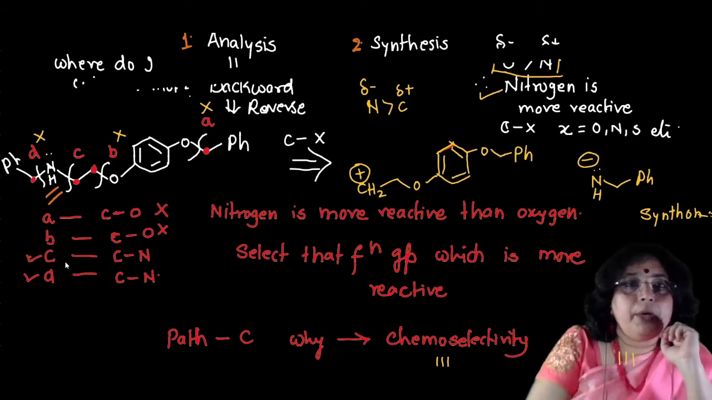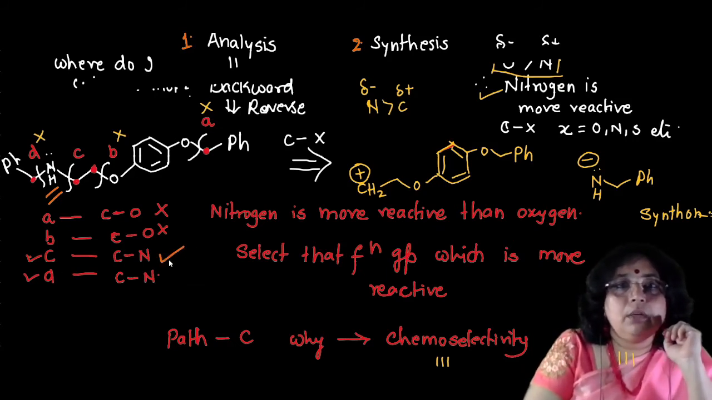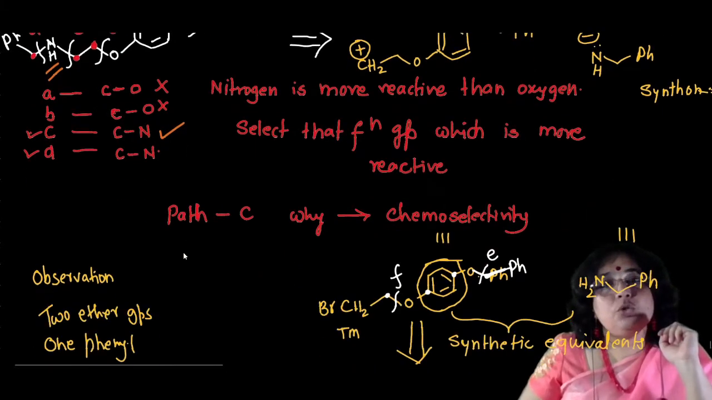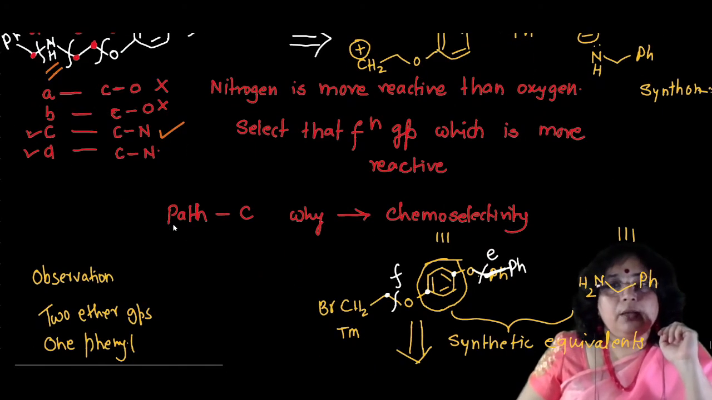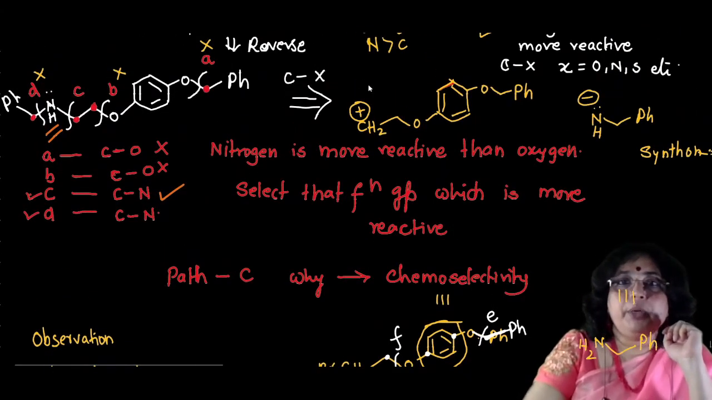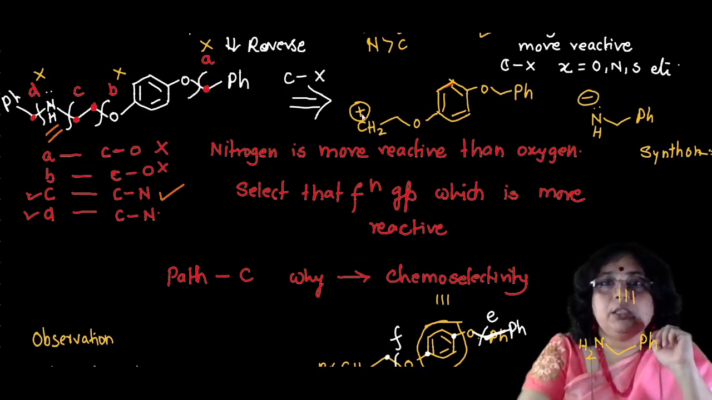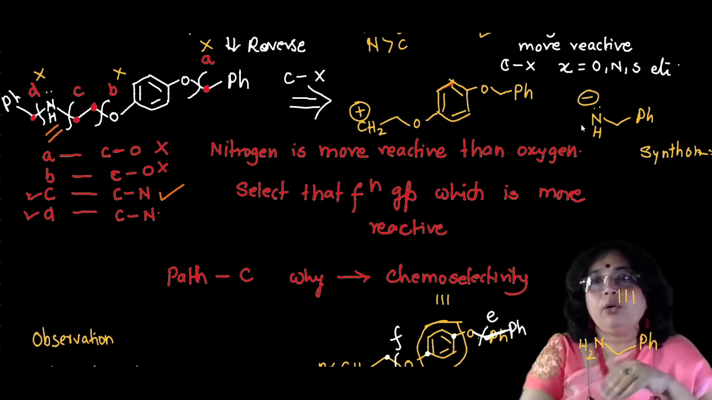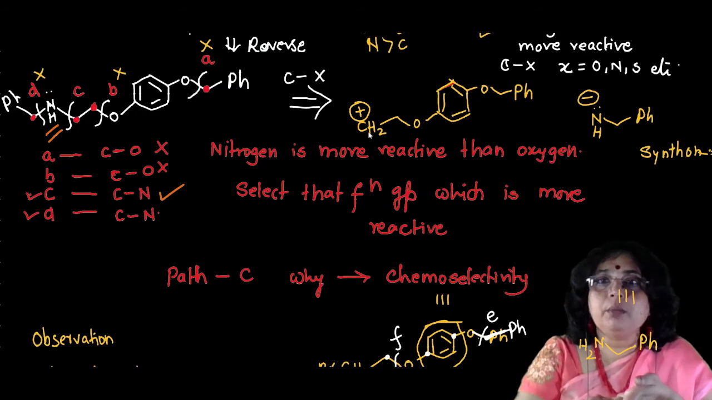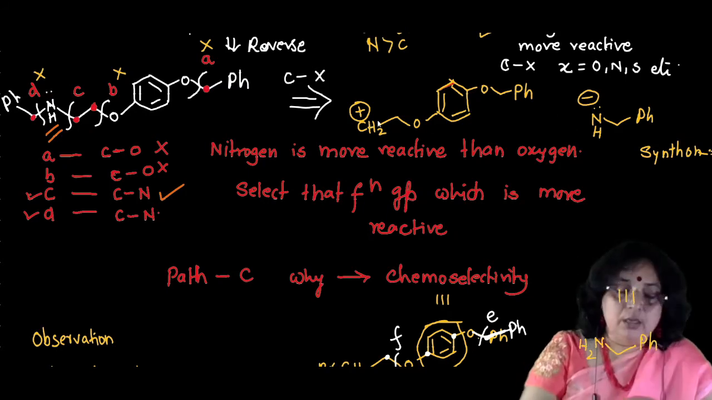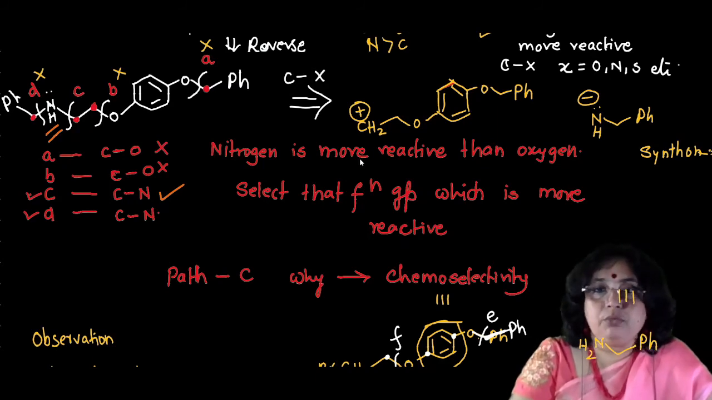Now here we opted for the C path, and because of the chemoselectivity issue we have selected the C path. All right, then by considering the C path we obtained these two fragments. This is positive. Why do we put a positive charge over here? Because we know that nitrogen is more electronegative than carbon, so nitrogen will possess a minus charge and the carbon will have a positive charge.